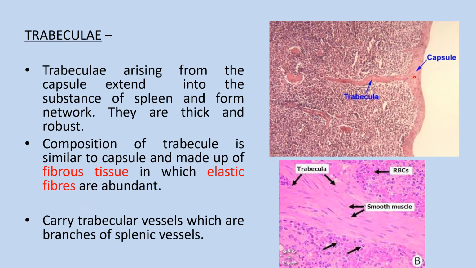Let us come to the trabeculae. Trabeculae are extensions from the capsule that extend into the substance of the spleen, forming a network. They are thick and robust. The composition of the trabeculae is similar to that of the capsule, that is fibrous tissue in which elastic fibers are abundant and smooth muscle fibers are also present. They carry the trabecular vessels, which are branches of the splenic vessels.